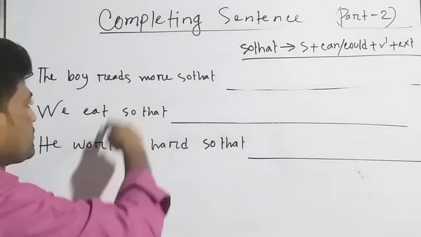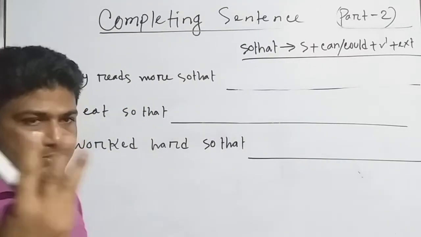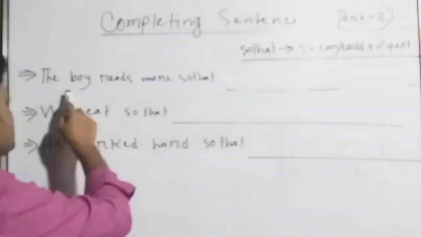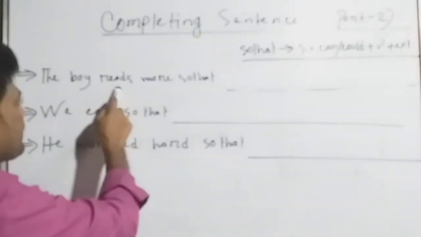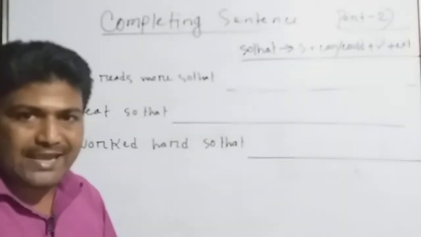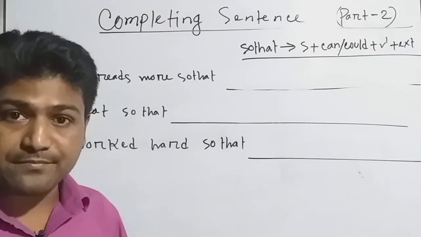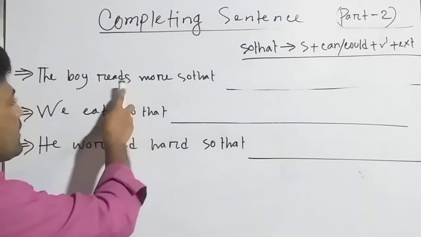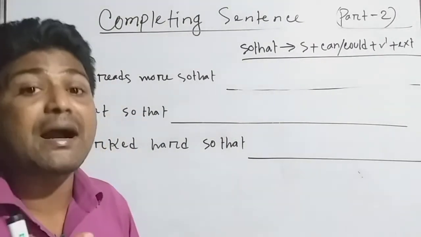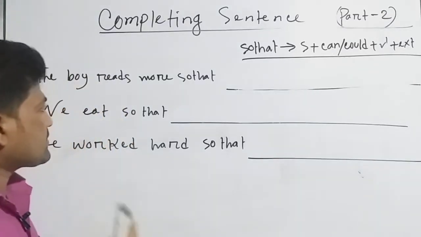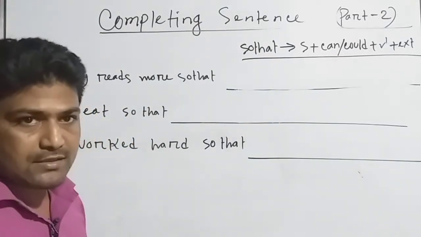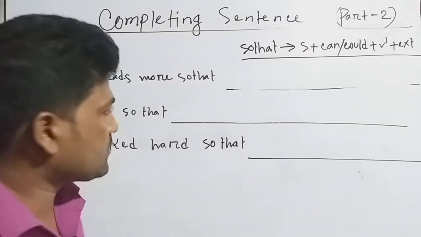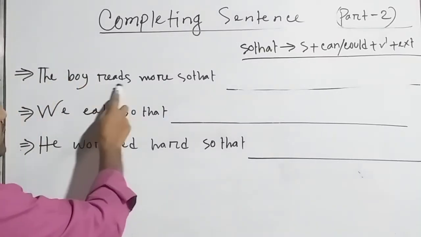Dear learners and viewers, look at the examples. I have written 3 examples here for better understanding. The first example: the boy reads more so that. To complete any kind of incomplete sentence, remember, first you have to read the incomplete sentence carefully with the Bangla meaning, okay? After understanding the incomplete sentence, then you have to complete it, okay? The boy reads more so that.